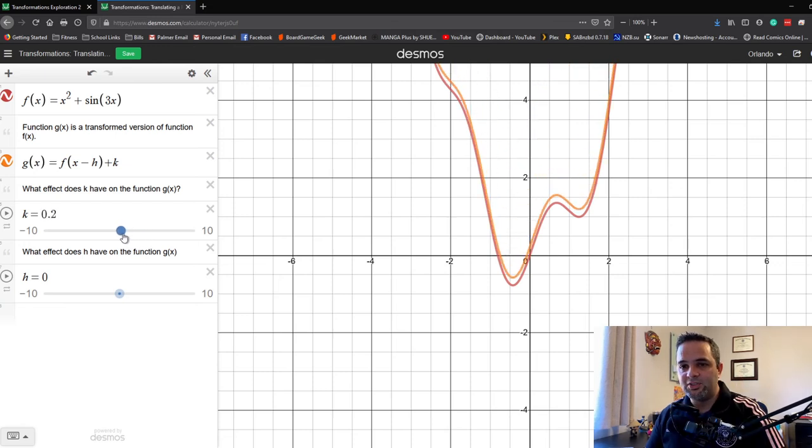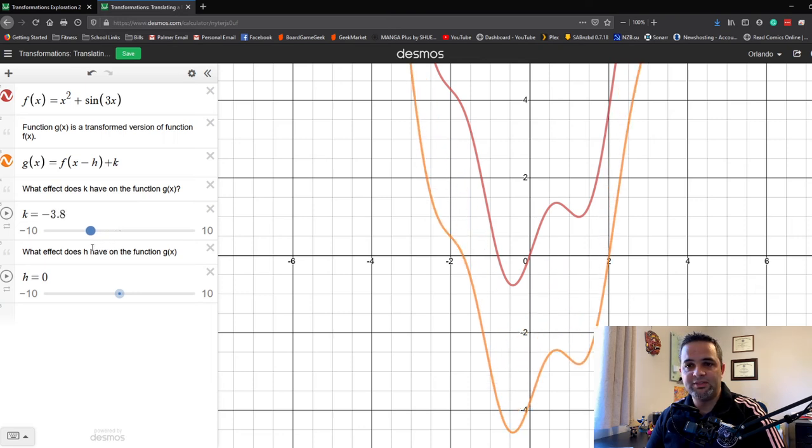If k becomes negative, what do we think the graph's going to do? It should move down. And sure enough, that's exactly what the graph is doing. It's moving down. It's not stretching. It's not getting distorted. It's just literally shifting the graph down the more I make k negative.